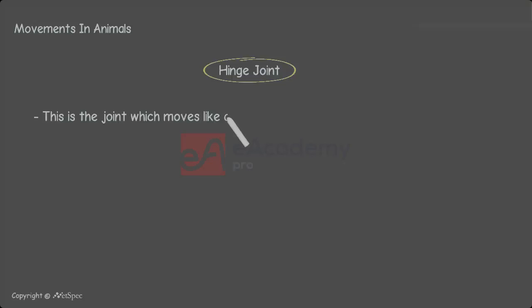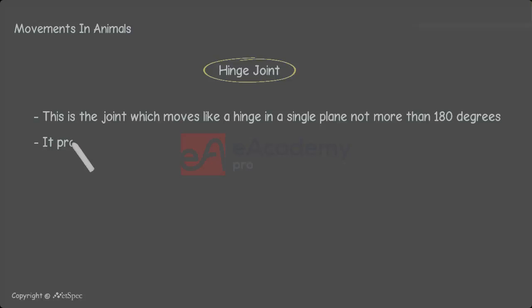Next is hinge joint. This is a joint which moves like a hinge, like door hinges, in a single plane, not more than 180 degrees. For example, when you see door hinges, they provide back and forth movement of the structure. A hinge joint provides back and forth movement of the structure.